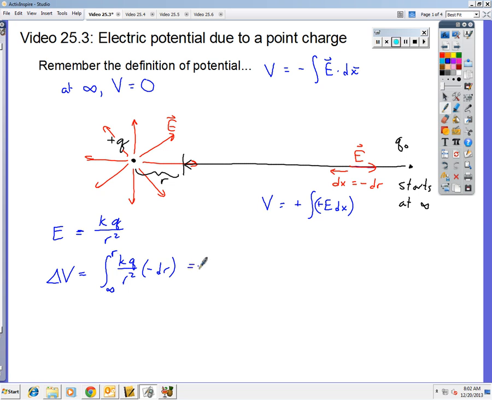So k and q are constants, so we get negative kq outside the front of the integral, and then dr over r squared. Now the integral of 1 over r squared is just negative 1 over r, so negative kq times negative 1 over r evaluated from r to infinity. The negative signs once again go away. This particular derivation, there's tons and tons of opportunities for sign errors.